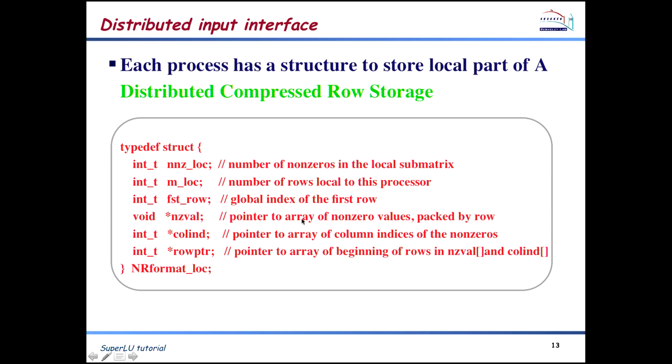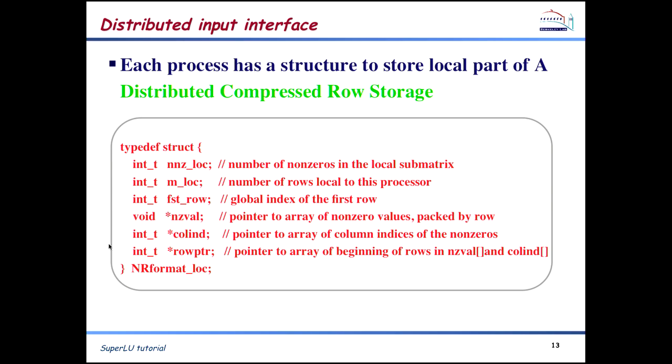And a data structure that describes this for each processor: on each local processor, you only need to feed in these 6 items. One is NNZ local, how many non-zeros on my processor, and M local is the number of rows local to my processor. And then the first row, starting, it's the global index. Tell me where your current block row starts in the global matrix. And then you have the NZ-val, these 3 arrays as a standard CRS format.